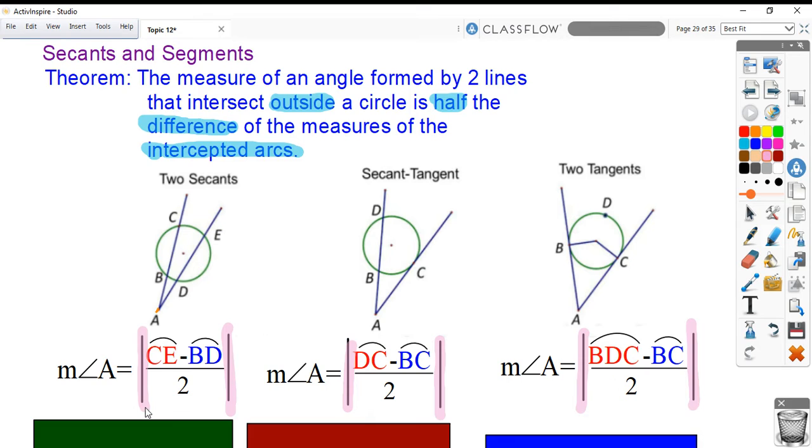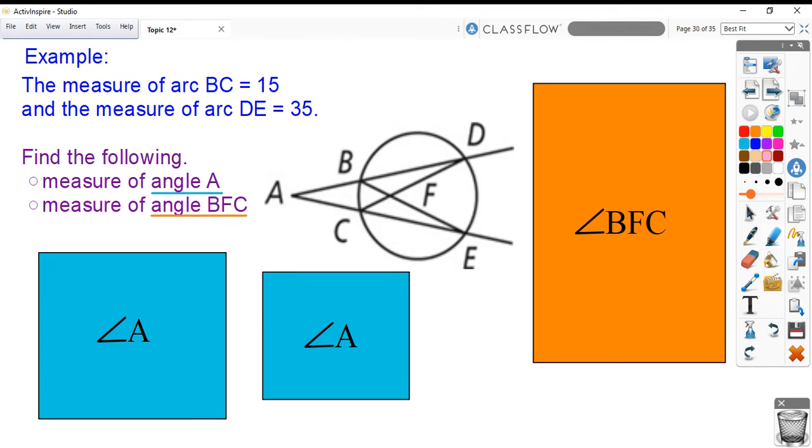All right? Go on and look at this example. This example tells us that arc BC over here, I'll mark it in purple, is 15. That is a 15-degree arc. Arc DE is a 35-degree arc. So we'll go ahead and mark both of those things. We are looking to answer two questions. First question is, what is the measure of angle A? So that's this angle right out here. And our second question is, what is the measure of angle BFC? So that's this orange angle right there.